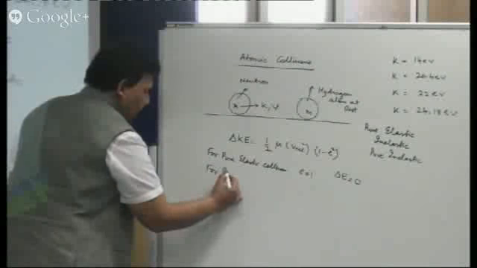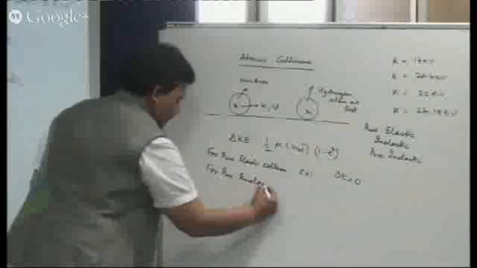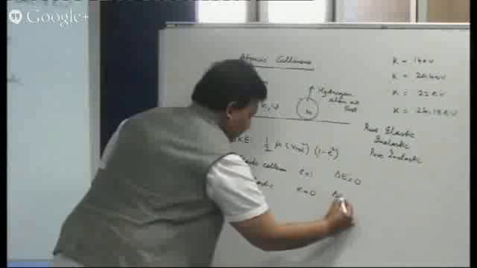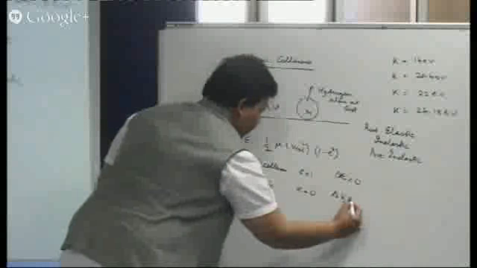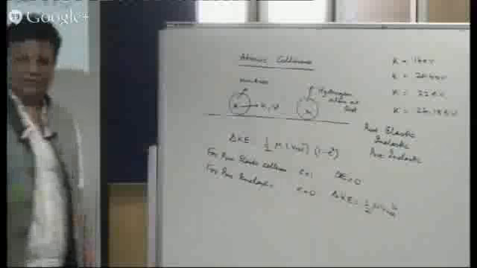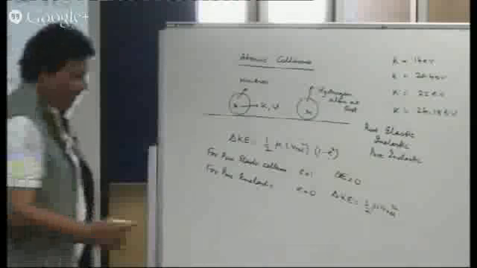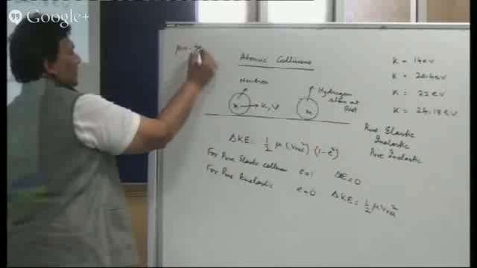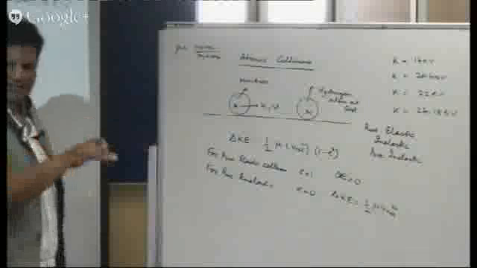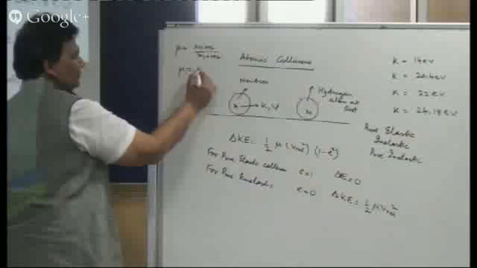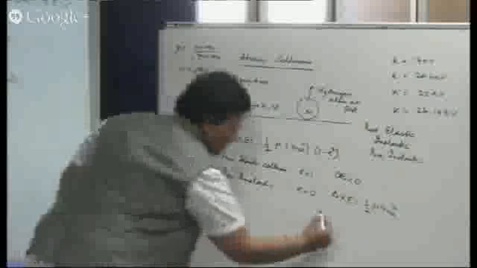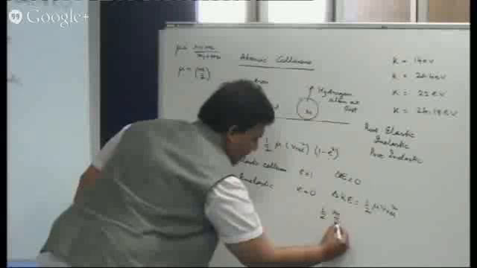For pure inelastic collision, e becomes 0. Your delta KE becomes half mu v relative whole square. Now in this case, mass is also the same. Now this mu is basically the reduced mass. It's m1 m2 upon m1 plus m2. If both the masses are the same, what will the value of mu be? m square by 2m, m by 2. So this comes to half times m by 2.